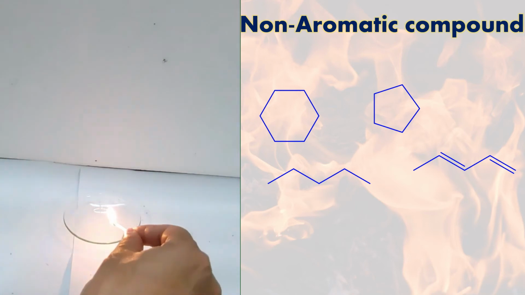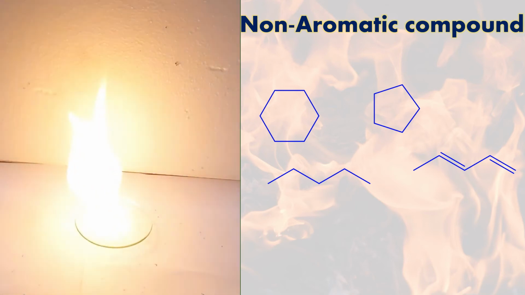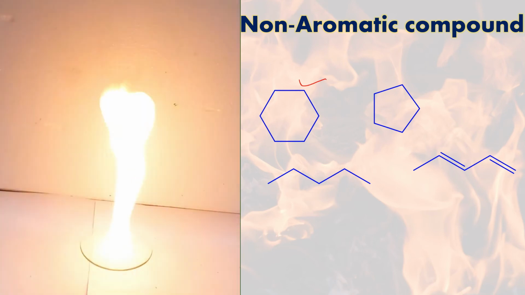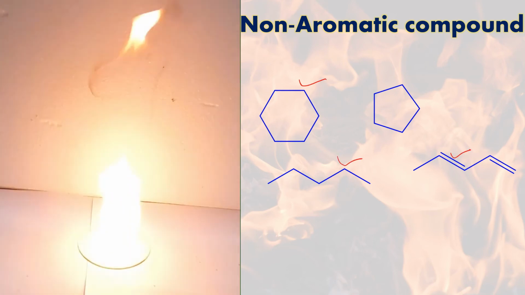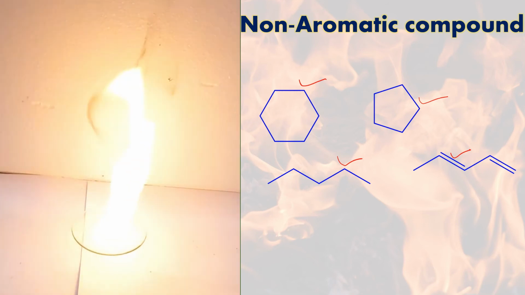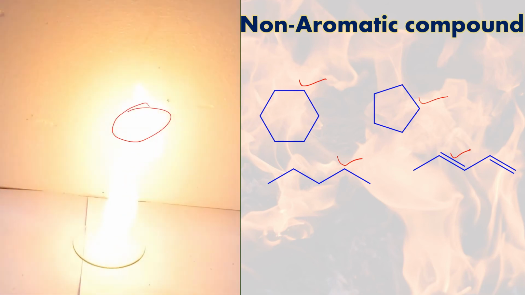The next one is the non-aromatic compound. Non-aromatic compound means it will not follow any rules like Huckel's rule or any rules that are used for organic compounds. The non-aromatic compound may be a cyclic compound or an acyclic compound. It may contain a double bond or may not contain a double bond. So this is the non-aromatic compound. If you burn a non-aromatic compound, it will not form a huge sooty flame. The flame is very clear.